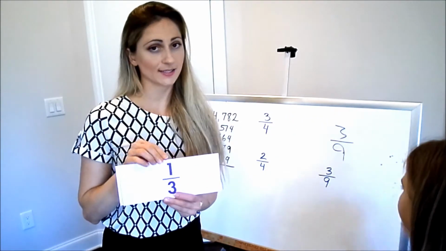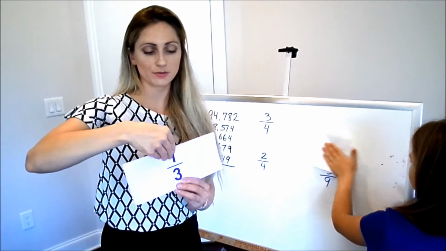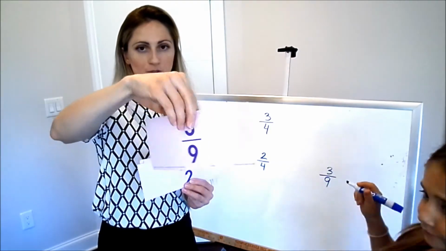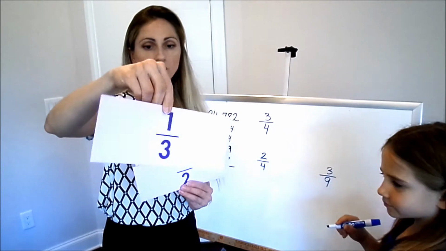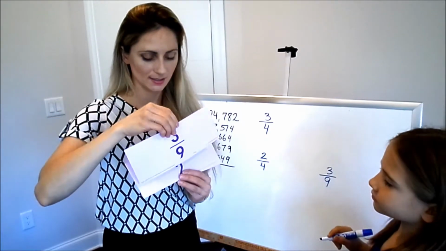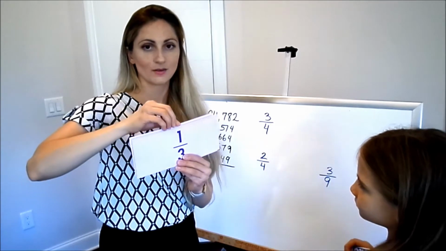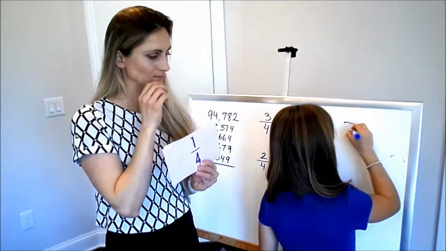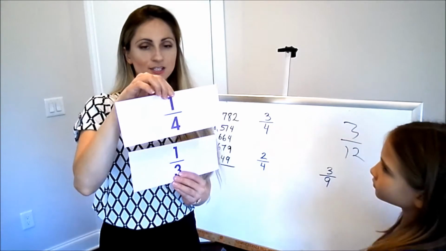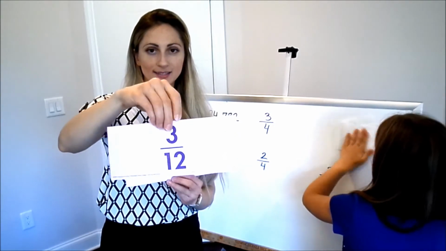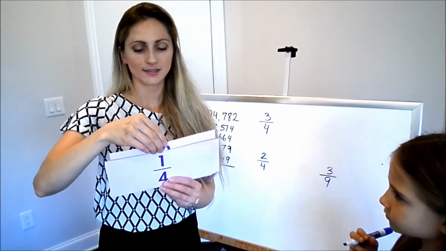She got 3/9. This is correct. Did everybody get 3/9? What did you have on your board? 3/9. 1/3 becomes 3/9. Good. All right. What about 1/4? She got 3/12. Did you guys get that? Very good.